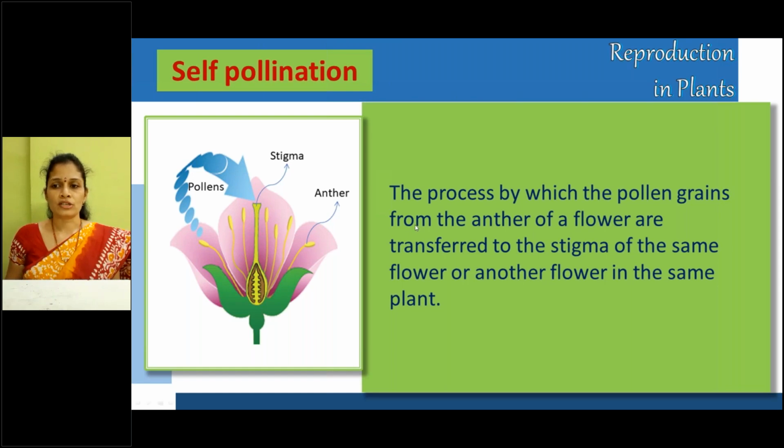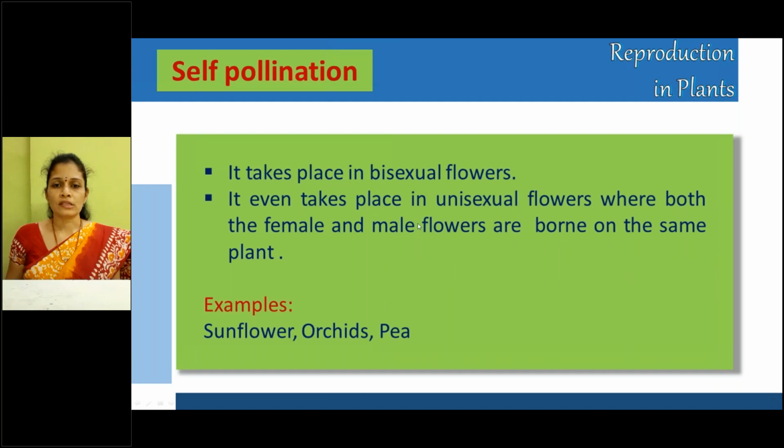And this self-pollination takes place in bisexual flowers, and even it takes place in unisexual flowers where both the female and male flowers are born on the same plant. So examples are like sunflower, orchids, pea, and 4 o'clock plant. So let us look at some more examples of the self-pollinated flowers. Look at the slide, children.